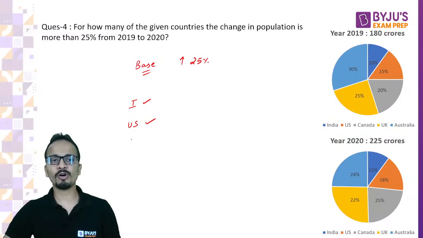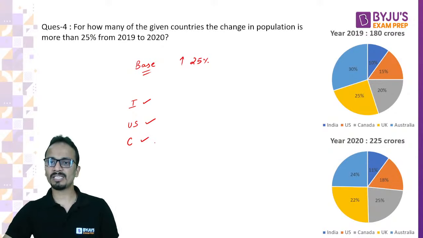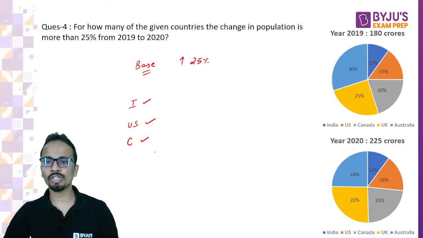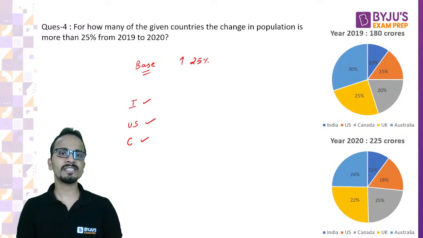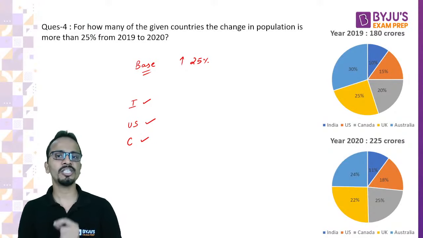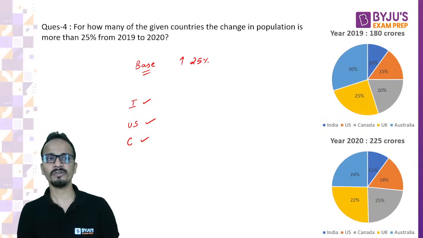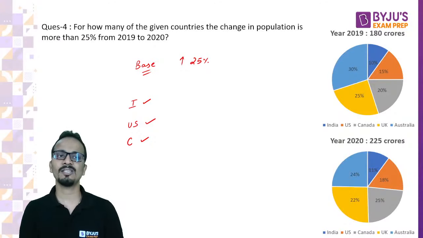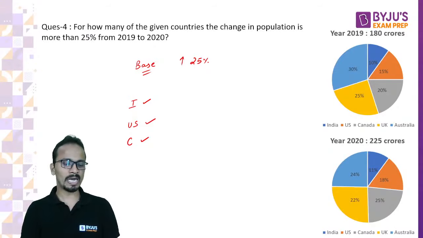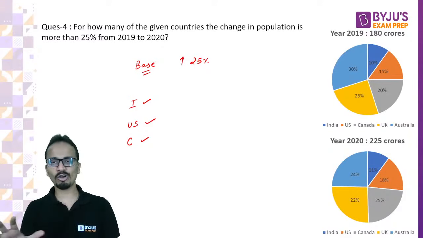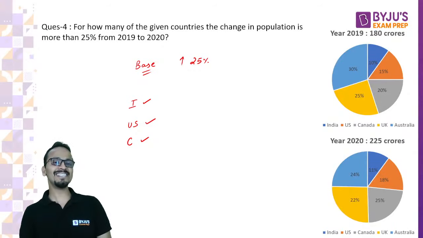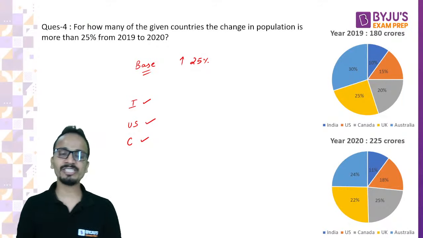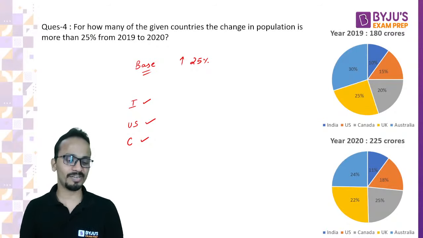Same thing has happened for Canada. But for UK and Australia, the percentage breakup has decreased. So I can say that the net change in the population of these two countries will be less than 25%. All right. So the answer will be 3 countries, not 4, not 5. Okay. So understanding this technique will obviously now save a lot of time.